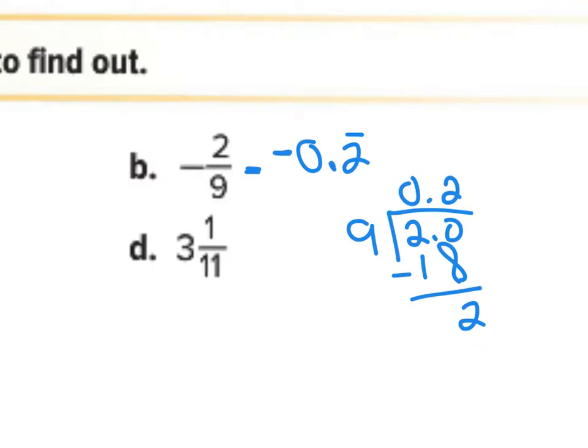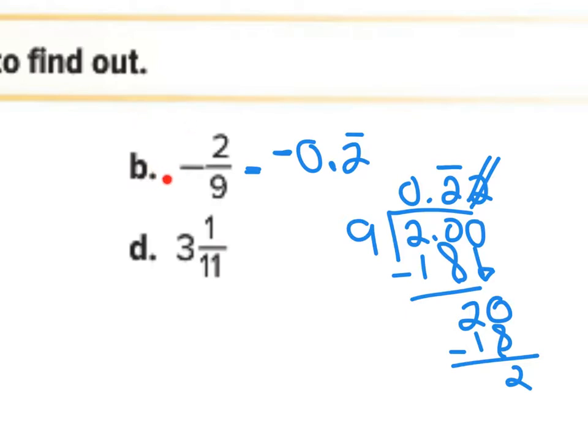I bring a 0 down, right? And now it's 20. How many 9s are in 20? 2. So it's 18. 9 times 2 is 18. And you see how it continues to repeat itself? So this is why it's always going to be infinitely 0.22222. So it's just better to not write this one, put a bar notation above it to express that it is going to repeat itself. And that's with any fraction where the denominator is 9.